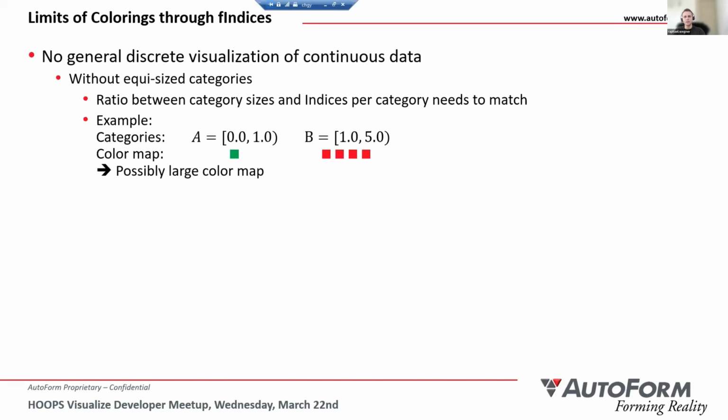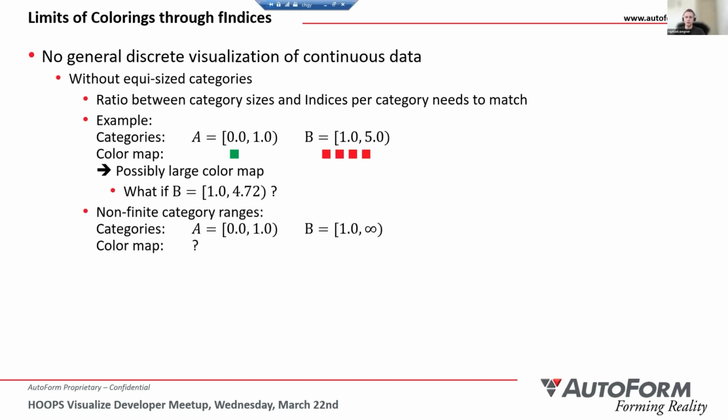Then for using F indices, you would need a color map that actually resembles the same ratio as your category sizes. So you would need to duplicate your red color multiple times. So you would enlarge your color map. And in particular, if you have arbitrary floating point numbers as your range, then it might get quite complicated to resemble that ratio. And even worse, if you just want to color everything above 1 to infinity with some color, then I think there's no sensible mapping for that.